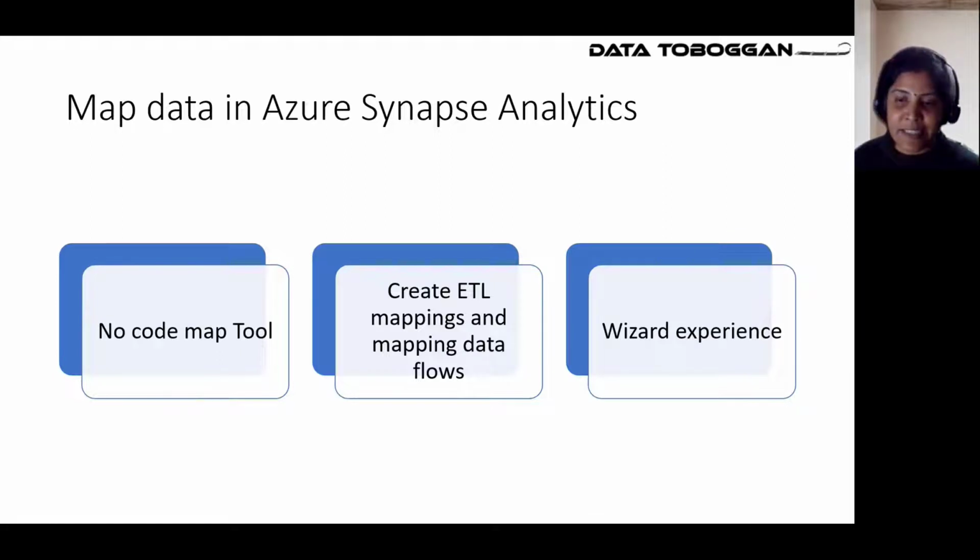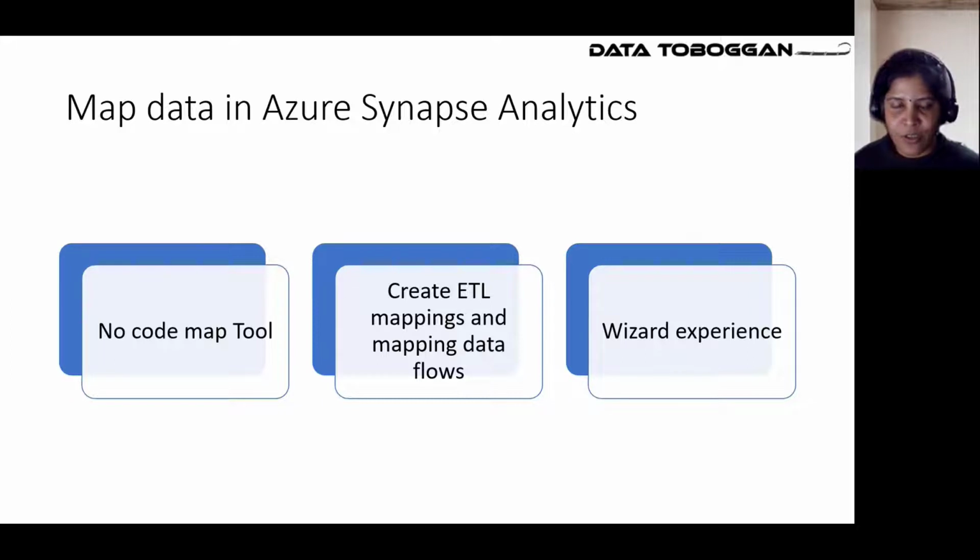So now the entities have been created, right? The entities are there, you have created them. But what is the next thing you need to do? The next thing you need to do is how do we bring the data into those entities? That's where the map data feature in Azure Synapse Analytics is going to be helpful for you to bring in that data.